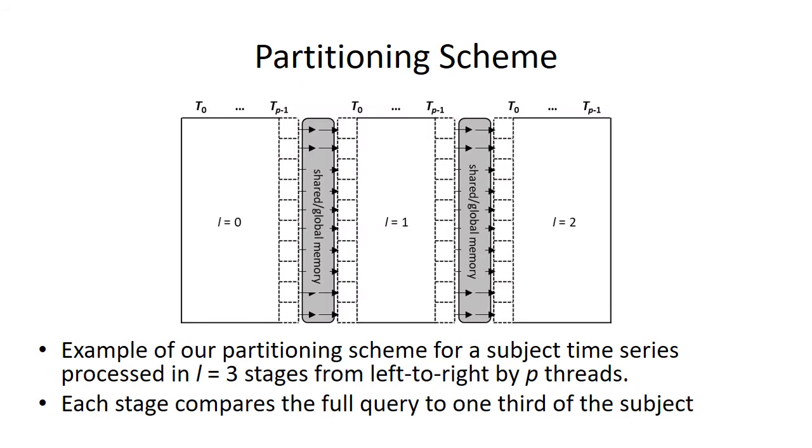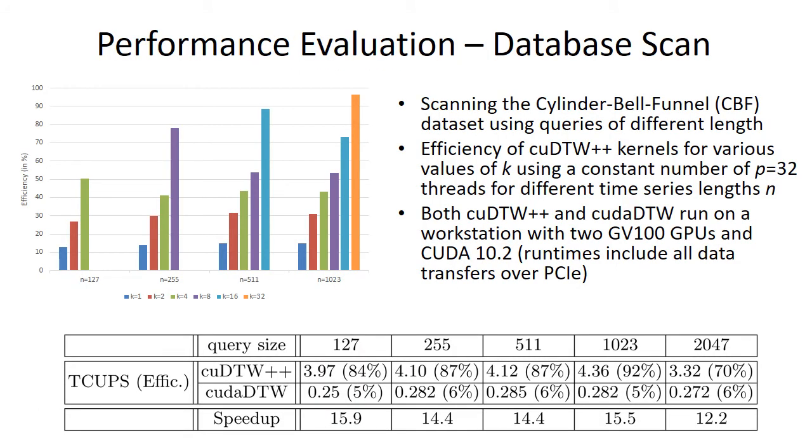Here again, a partitioning scheme to support arbitrary time series length. The number of registers per CUDA thread is limited to 256. So in order to support arbitrary lengths, you need a partitioning scheme where you output the rightmost column to shared or global memory and then read it again in the subsequent step, as illustrated here in this diagram. Let's have a look at performance evaluation.